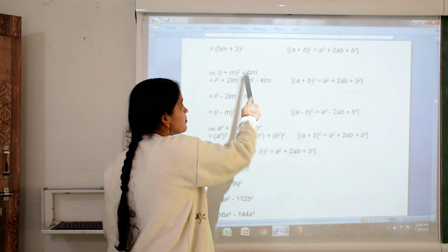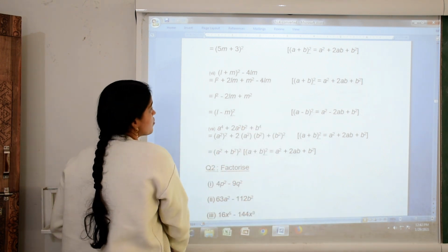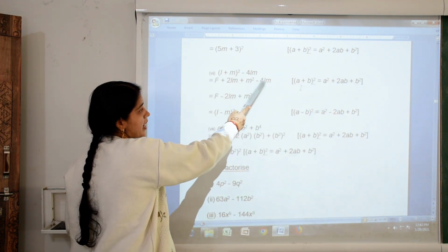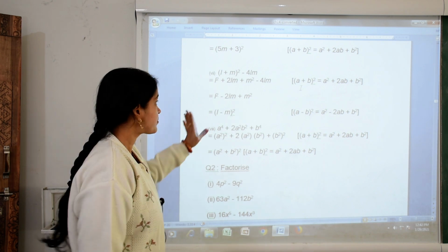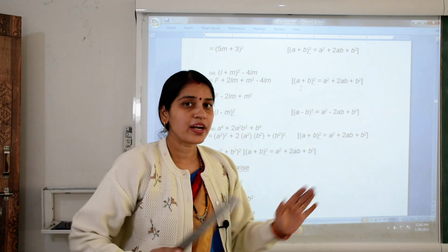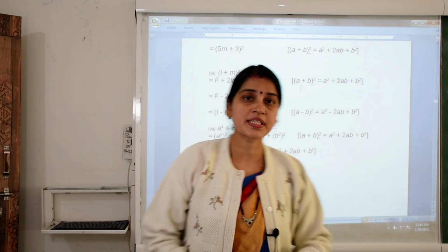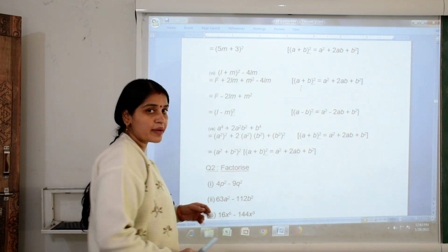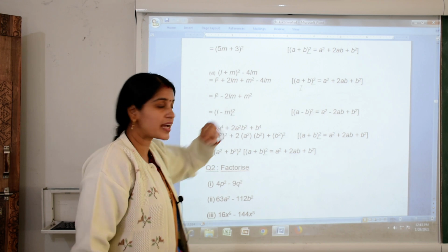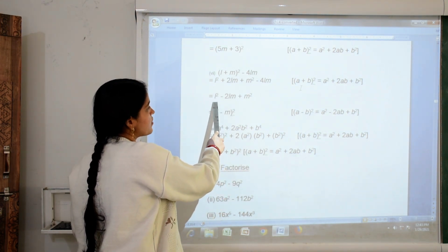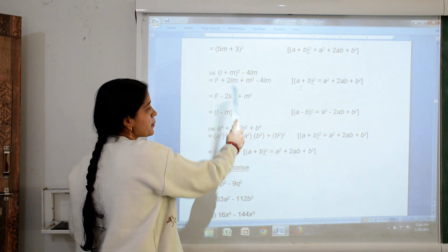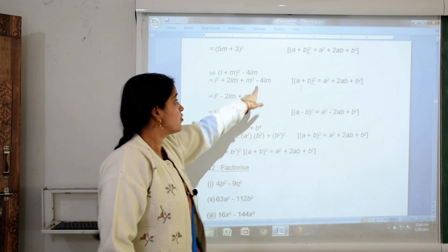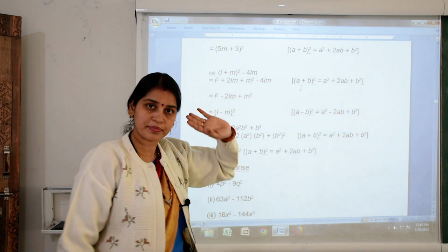Now this 4LM is outside the bracket, so we write it as it is, minus 4LM. Now we know we can add or subtract the like terms. So 4LM minus 2LM, because here is the minus sign. So we get L square minus 2LM plus M square. 4 is greater, so the sign is minus.